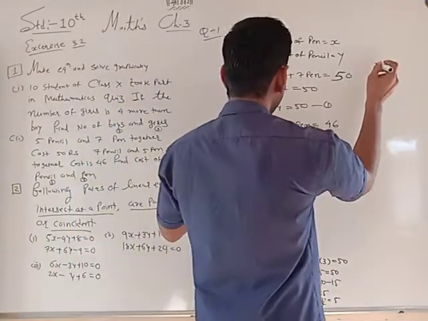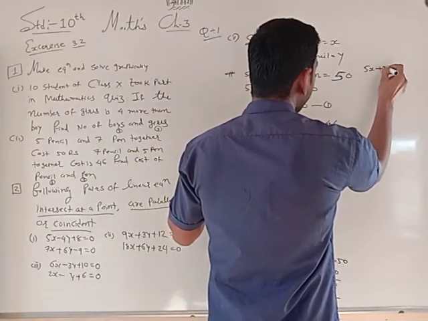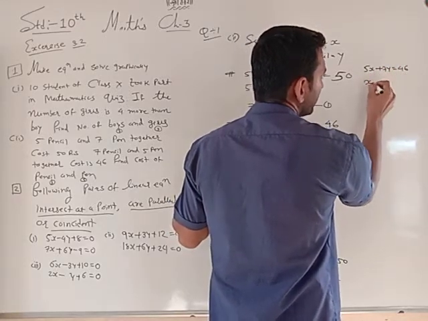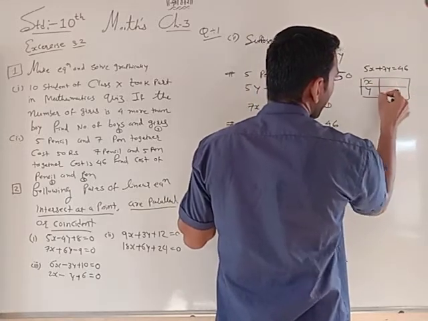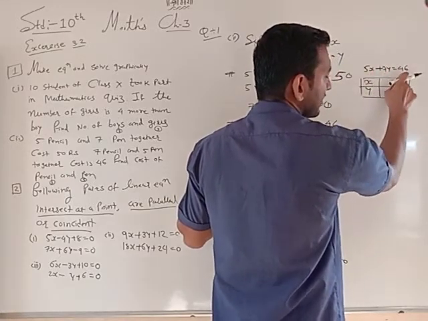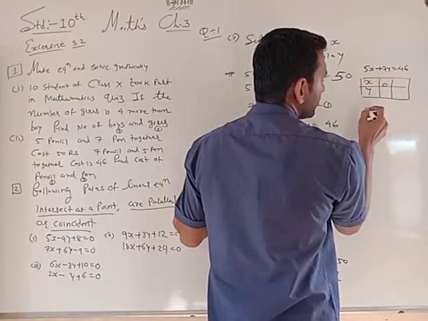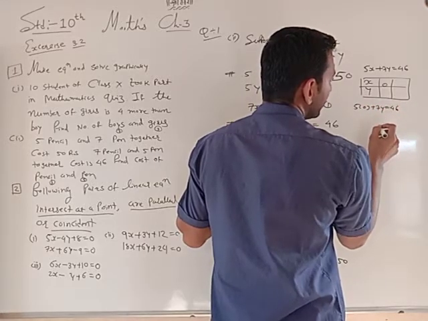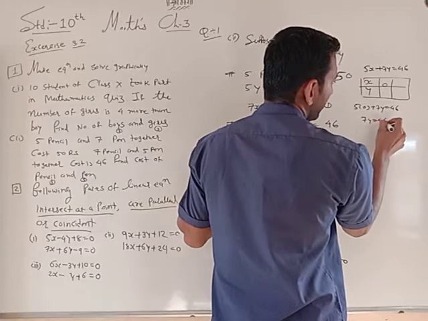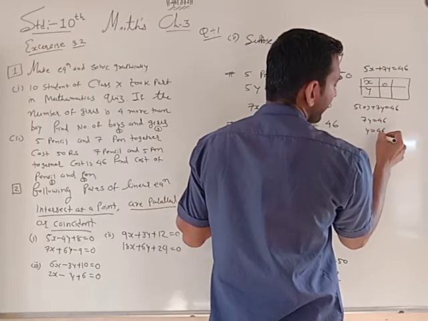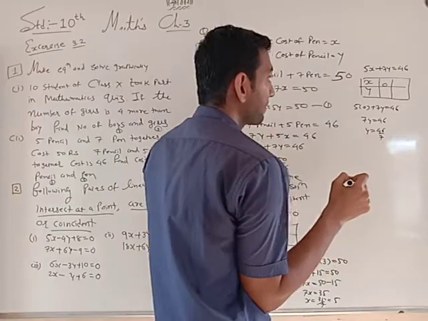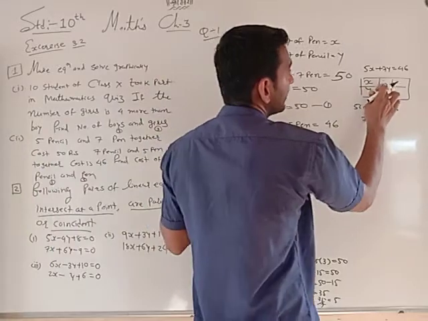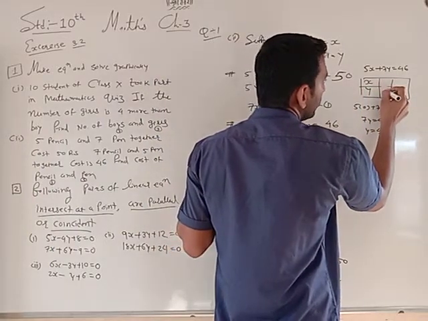In the second equation, 5x plus 7y is equal to 46. First make a table. If I take x is equal to 0, that means 5 into 0 plus 7y is equal to 46. But see, 7y is equal to 46, y is equal to 46 by 7. So you cannot divide 46 by 7 evenly.